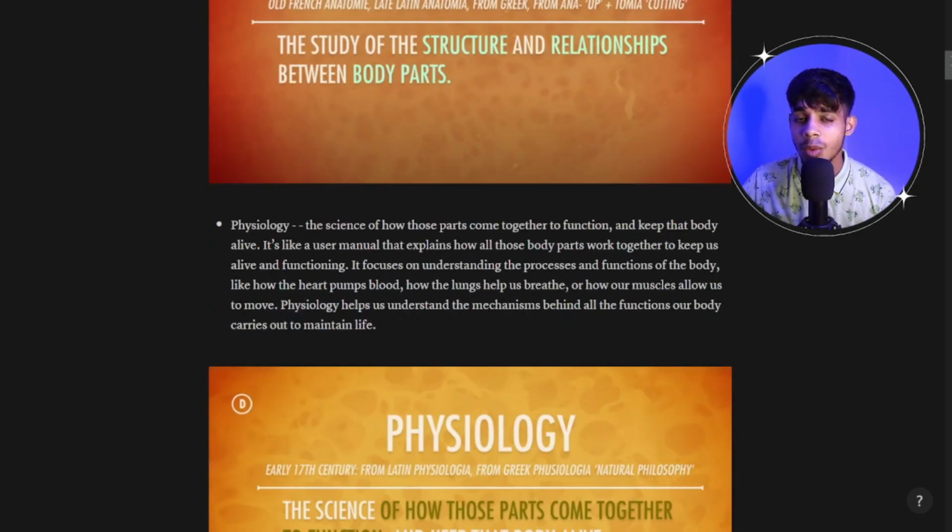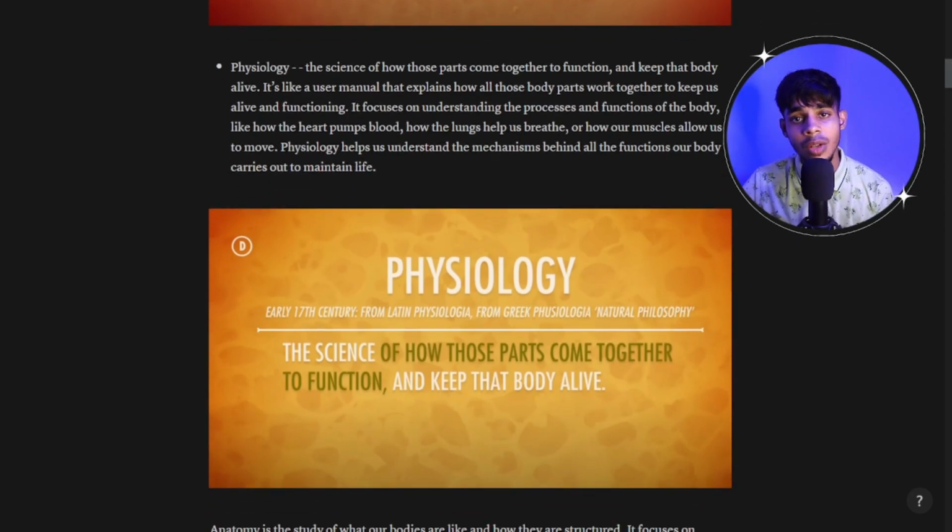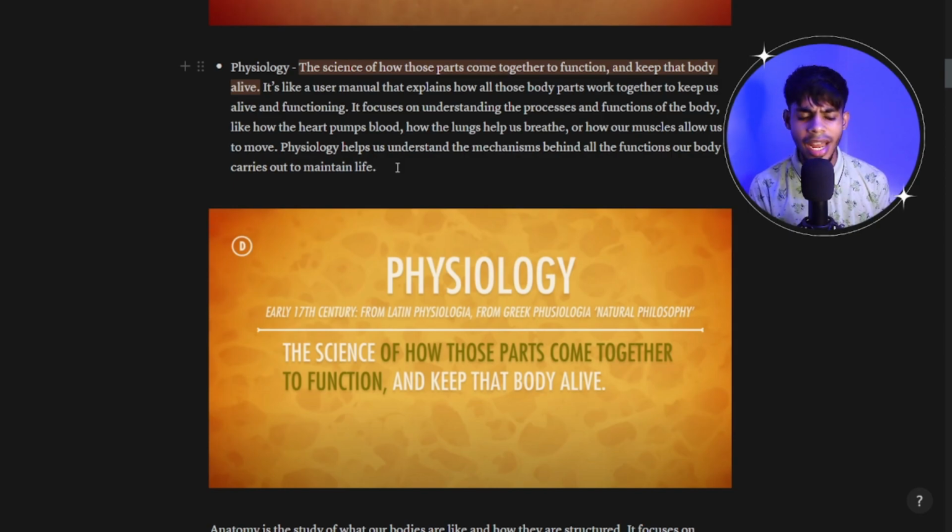Coming down, then what is physiology? Again, look at the picture first. The science of how those parts come together to function to keep the body alive is known as physiology. But let's try to understand in a better way. It is like a user manual. Whenever you are buying an electronic item, you get a handbook with it, right?